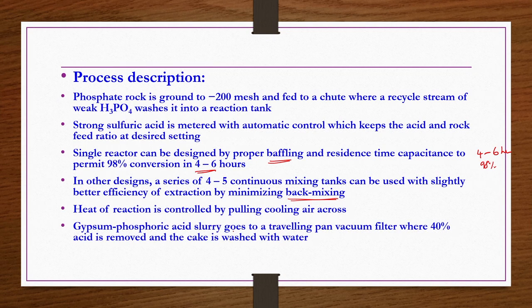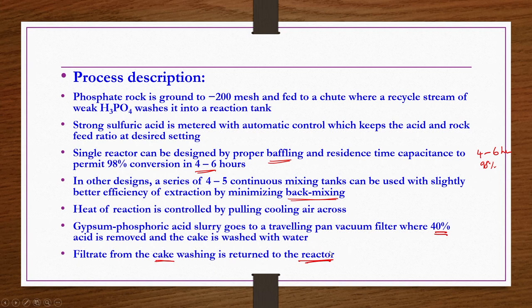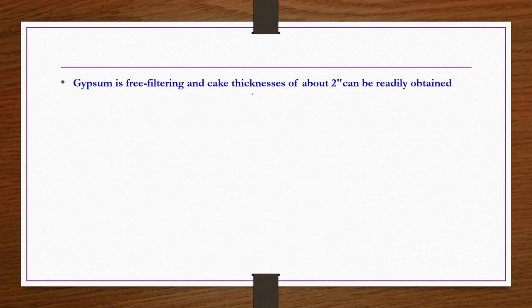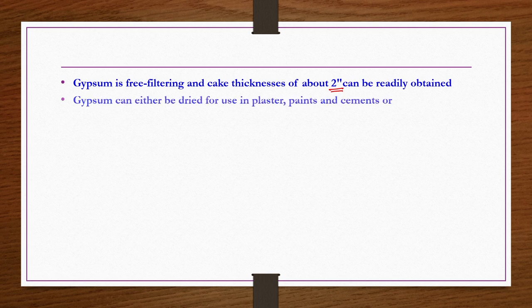Gypsum phosphoric acid slurry goes to a traveling pan vacuum filter, where 40% acid is removed and the cake is washed with water. Filtrate from the cake washing is returned to the reactor as weak phosphoric acid recycle. Gypsum is free filtering and cake thicknesses of about 2 inches can be readily obtained.